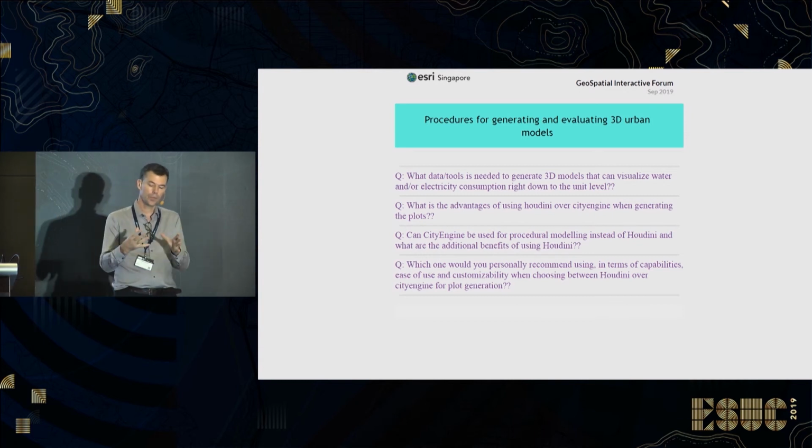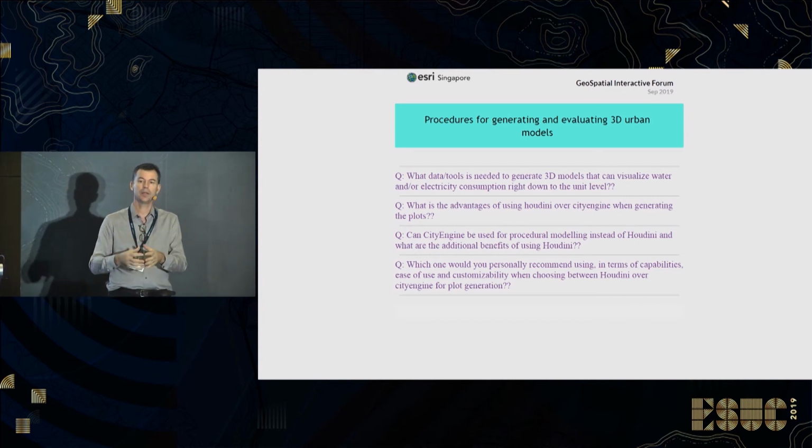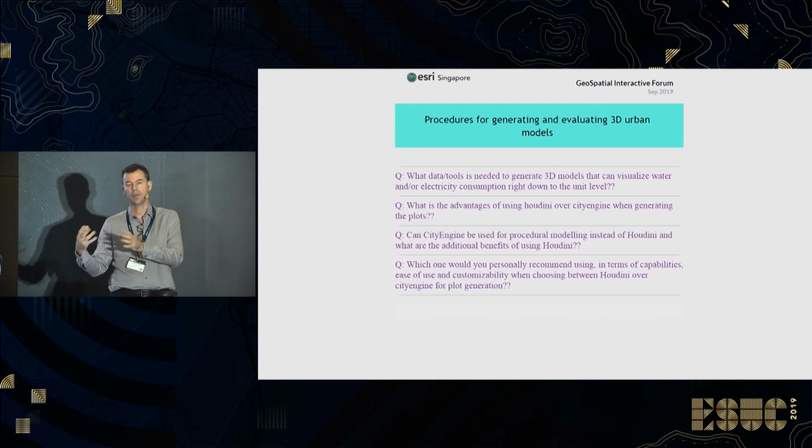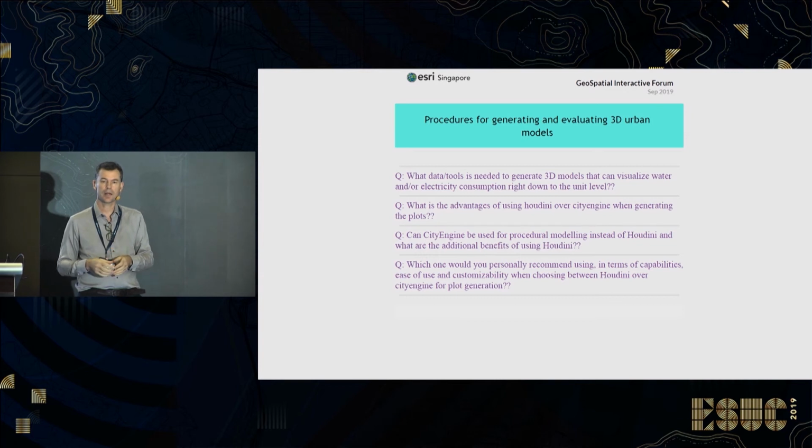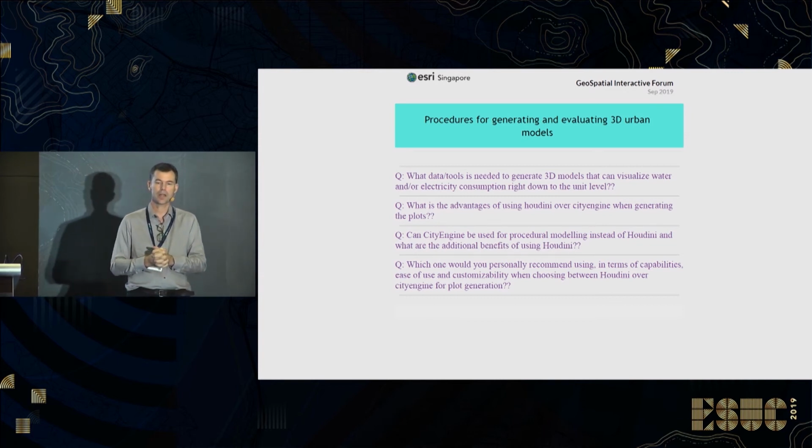And then if we've got a plot and we just need to generate a building for that plot, then we use City Engine, because the City Engine CGAs are also a bit more interactive for the planner. They can go in and play with the parameters and change stuff.